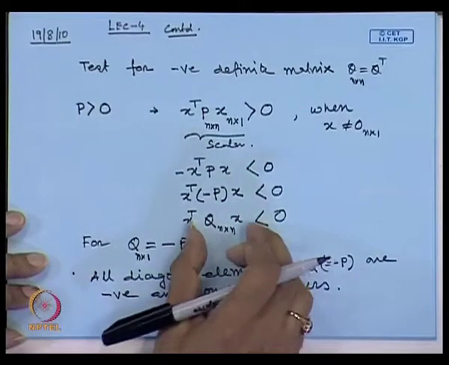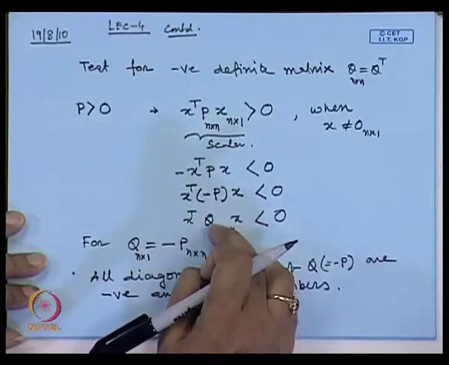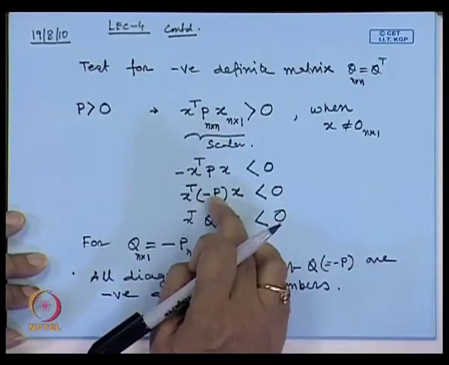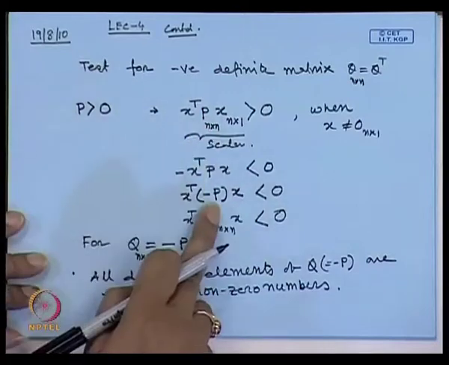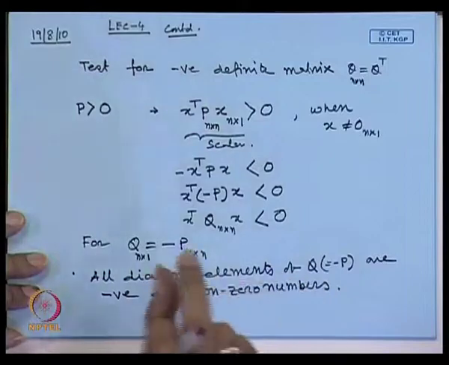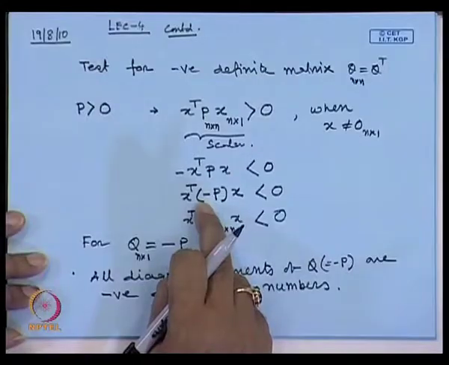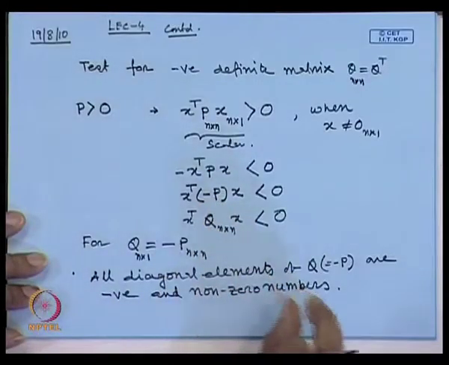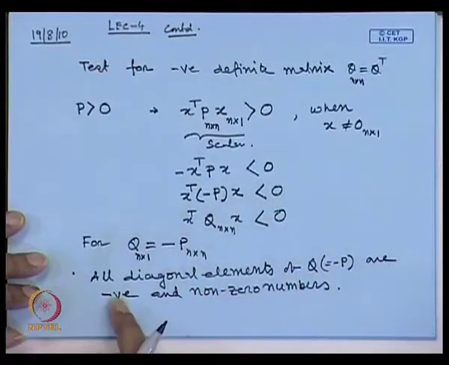So, this less than 0 means Q must be negative definite, and Q is nothing but minus P. P is positive definite; we started from this one and multiplied by minus 1. So, all the diagonal elements, which were previously positive, since it is multiplied by minus 1, will be negative. That means all the diagonal elements of Q are negative and non-zero numbers.